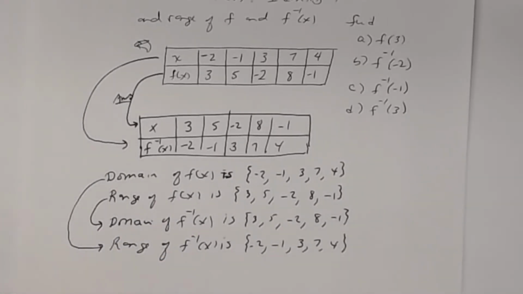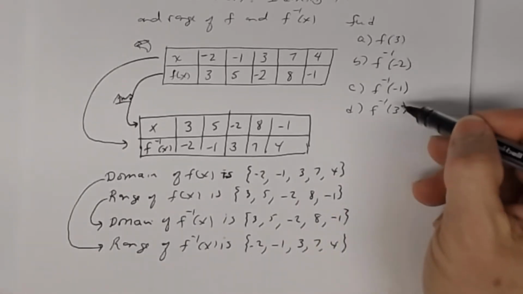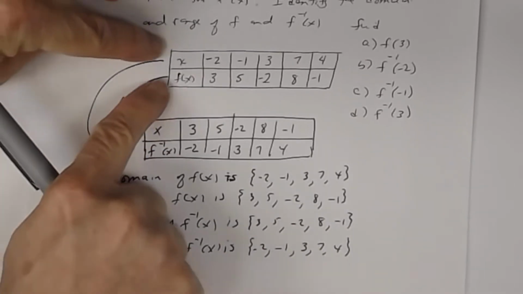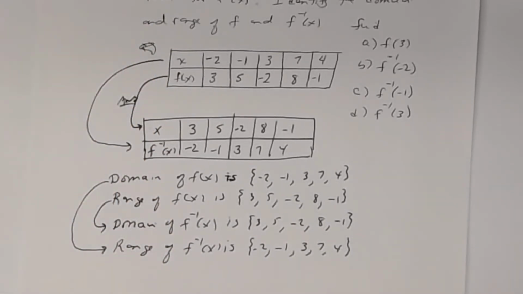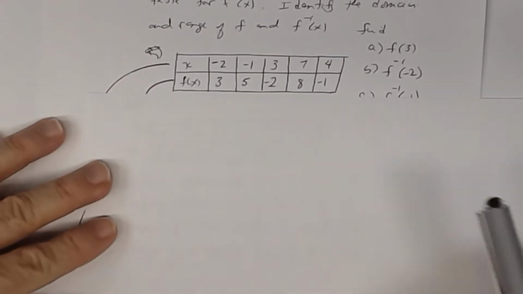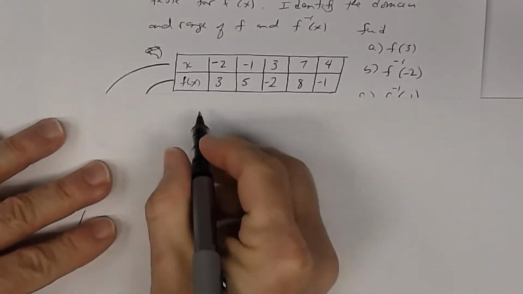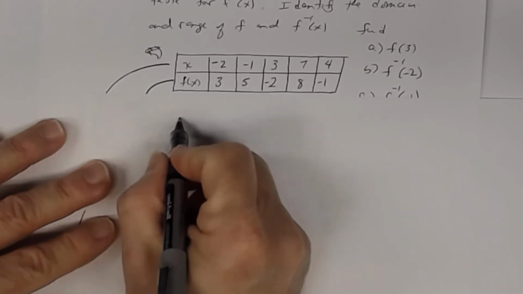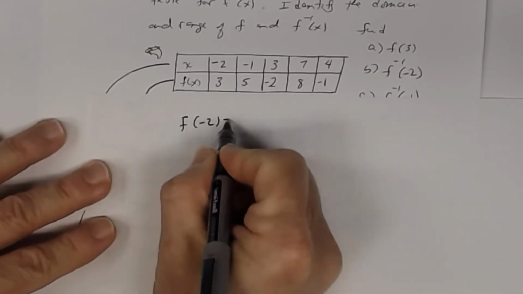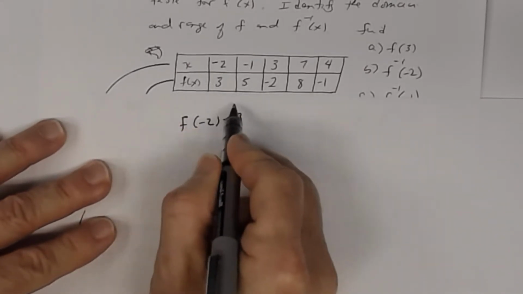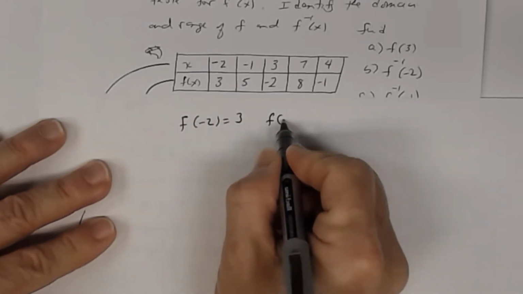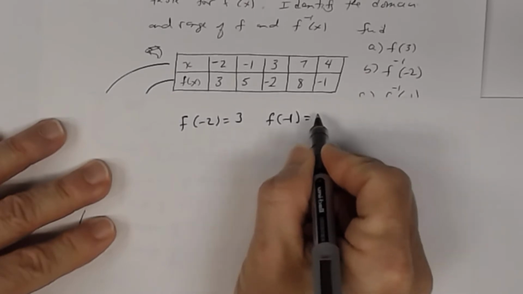Okay? All right, now let's go ahead and find these. Now before we do that, I want to remind you what these tables represent. So this is just a reminder. So if I go back over here to this table, f of x, I want you to understand what this means. So this table right here means this. This means f of negative 2 equals 3. That's what that means. See this right here? This right here means f of negative 1 equals 5.